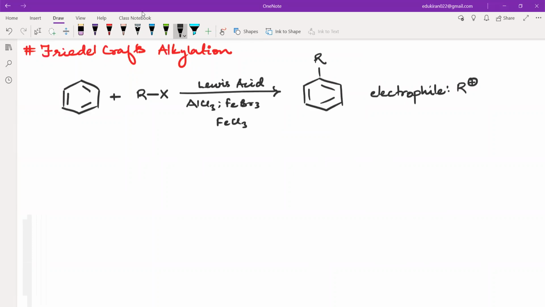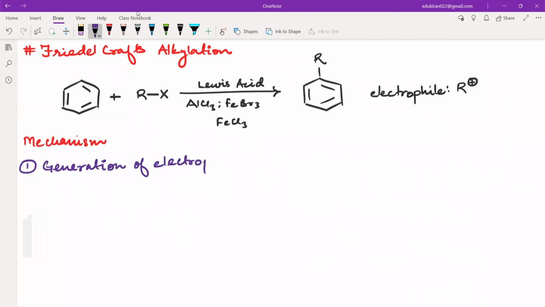Now, again in mechanism, the first step will be what? Mechanism में what will be the first step? बताइए. Generation of electrophile. हाँ, जब तक बोलिएगा नहीं याद नहीं होगा, ठीक है ना? I am asking only because you have to remember these three steps. Generation of electrophile. Now, in generation of electrophile, we will take the example of CH3Cl plus AlCl3.